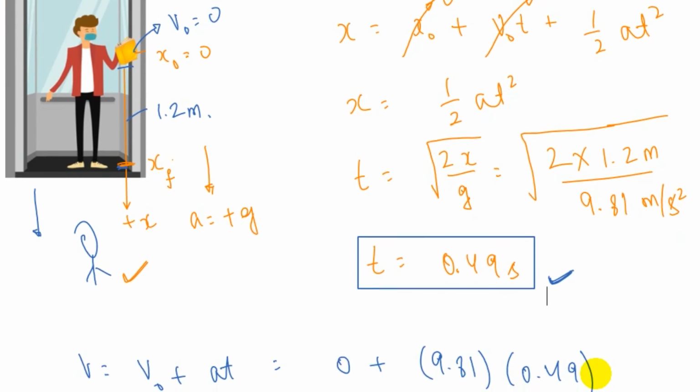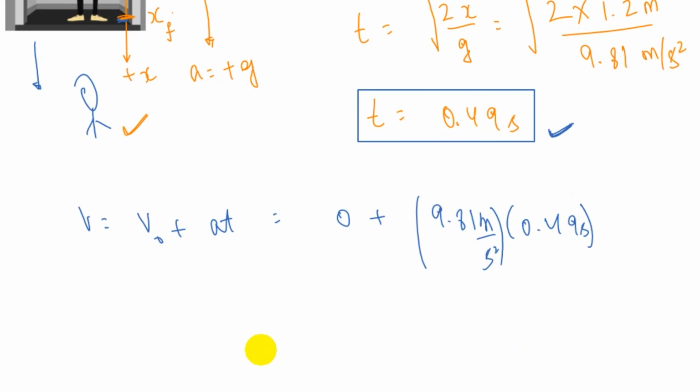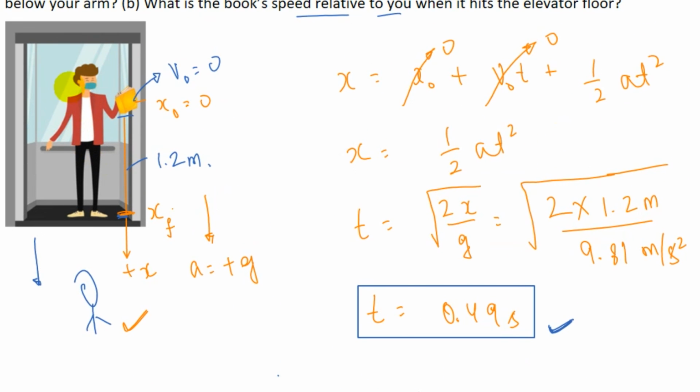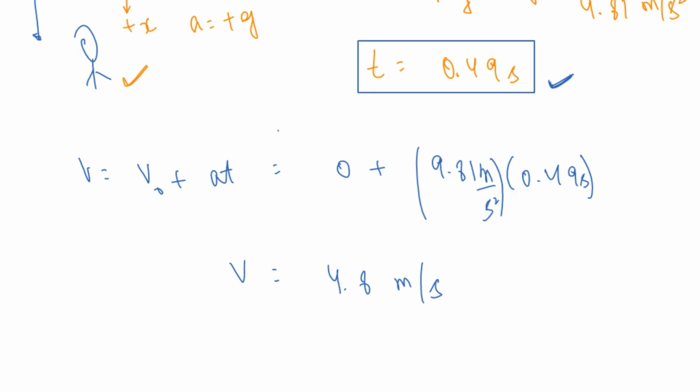That is why we have plugged in this value t as 0.49 seconds here, and this is in meters per second squared. Now you can solve this using a calculator, and we'll get this answer to be 4.8 meter per second. So this is the velocity of the book relative to you, because we are solving this question according to your point of view. So this would be the answer for the B part.